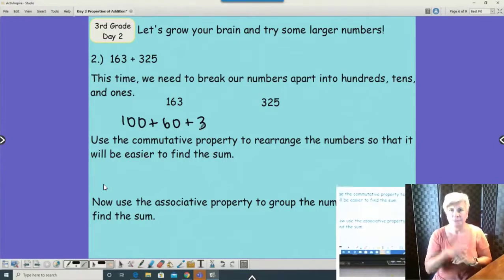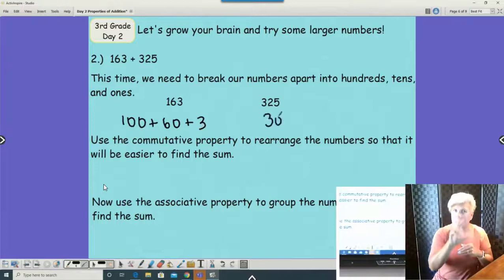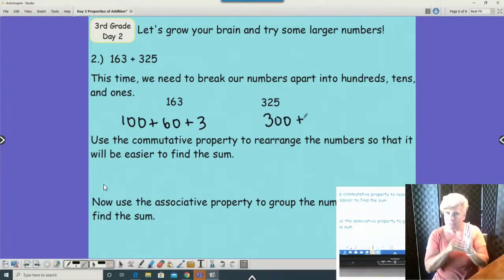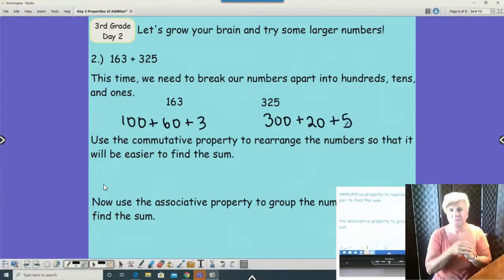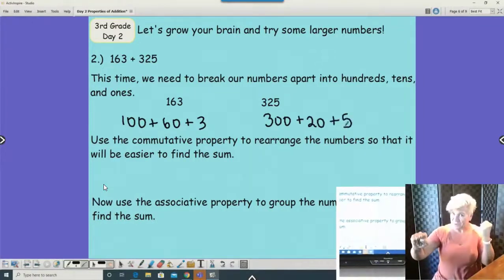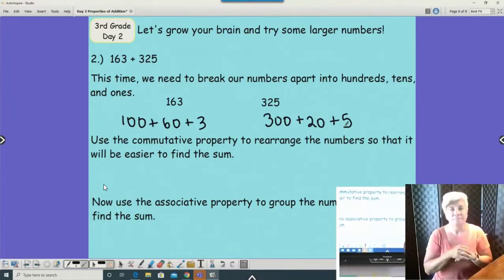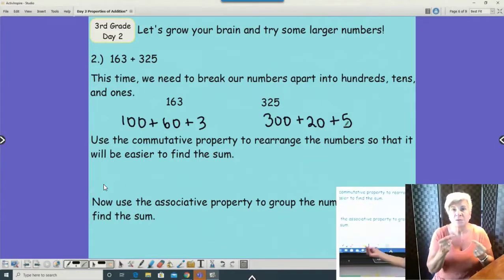Let's do this one, 325. Well, it looks to me like I've got 300 plus, what are you thinking? 20, good, plus 5. That's that expanded form again that we were talking about last time. Okay. So we've broken them apart. The next step is to use commutative property. Remember, we can switch the order any way we want. So let's put all those ones that are similar together.